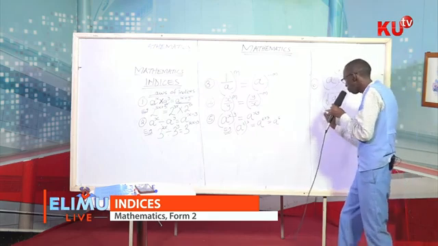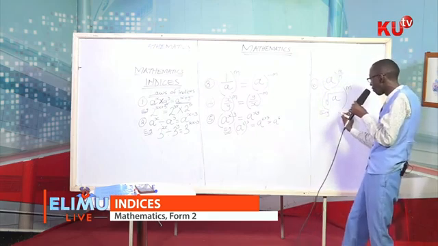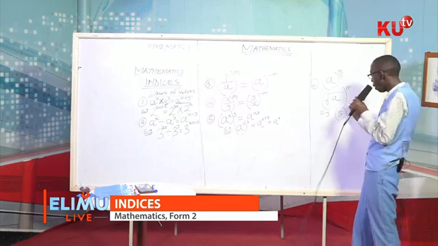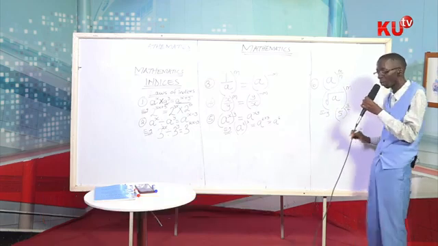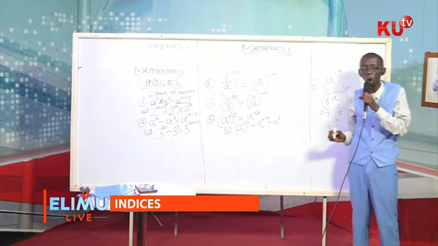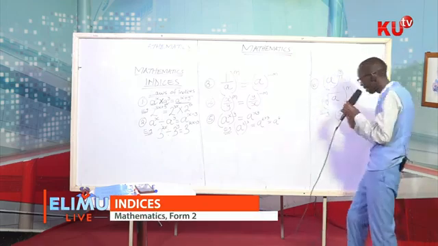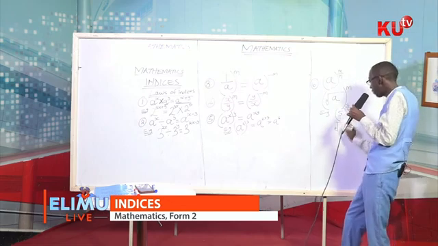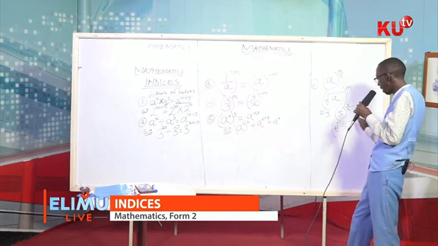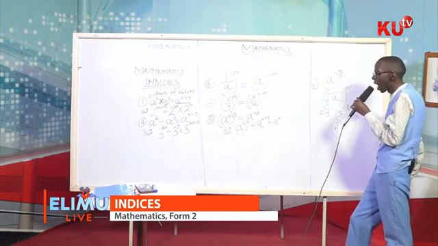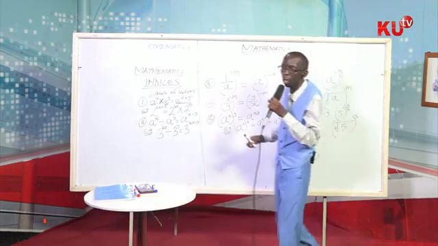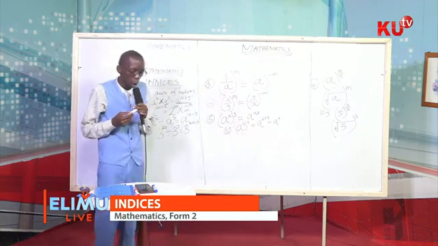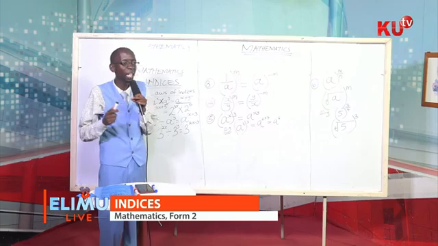For example, if you have 5 to power 3 over 4, it is the same as the denominator's root, that is the 4th root of 5, to power the numerator, to power 3. Those are some of the important laws of indices that we need to apply in the questions of indices for us to understand it better.